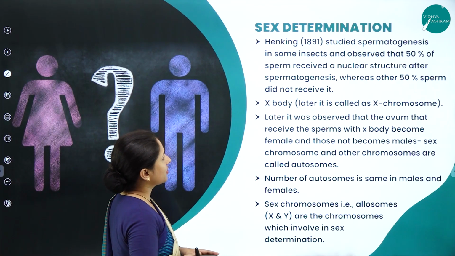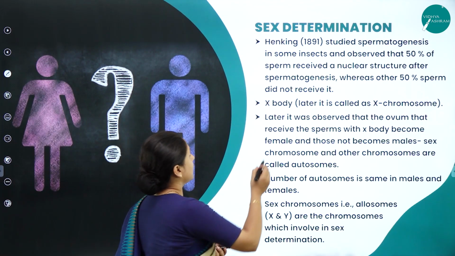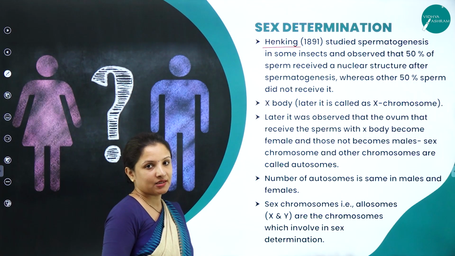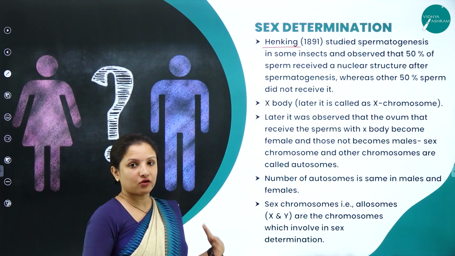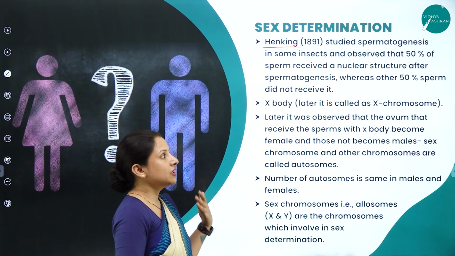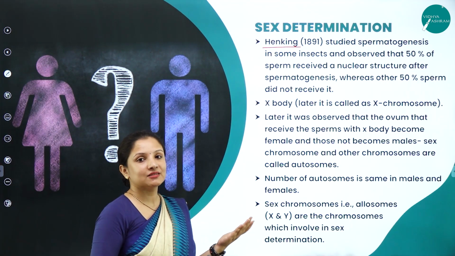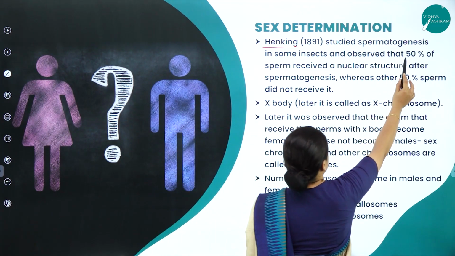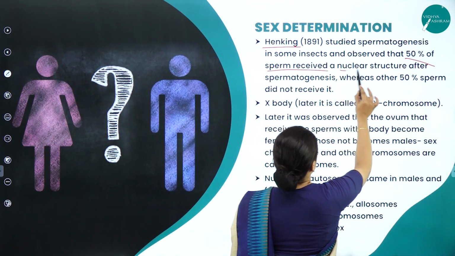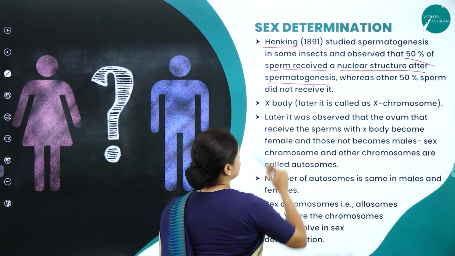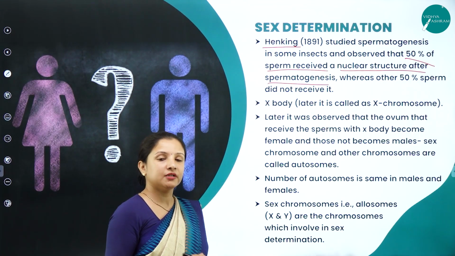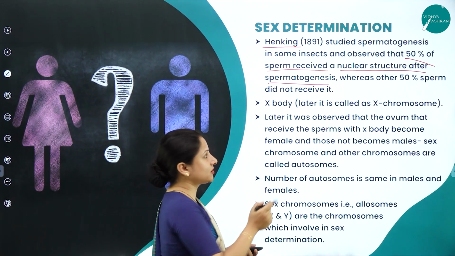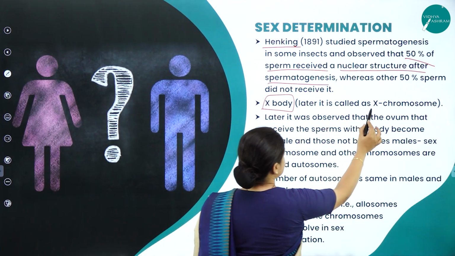Now, talking about sex determination. This was first studied by Henking. Henking studied spermatogenesis in some insects. What is spermatogenesis? The formation of the sperms, the generation of the sperms. In the year 1891, he studied spermatogenesis in some insects, and he found out that 50% of the sperms received a nuclear structure after spermatogenesis, whereas 50% of the sperms did not receive this nuclear structure. Later on, he called that nuclear structure the X body, which was called the X chromosome.